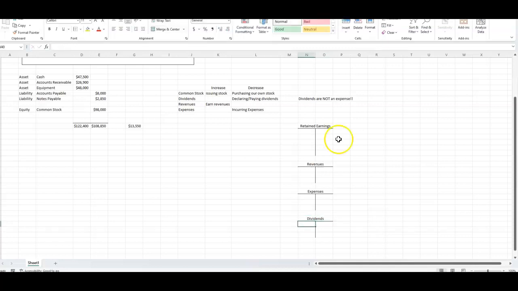Let's try it now. So we earn revenues here, and we don't know how much we've earned in revenues, and we don't know how much we've incurred in expenses. We know the dividends are zero. There's no dividends. That's what it said up here. No dividends were declared or paid. So we're good with dividends. But what we know is the definition of net income is revenues minus expenses.